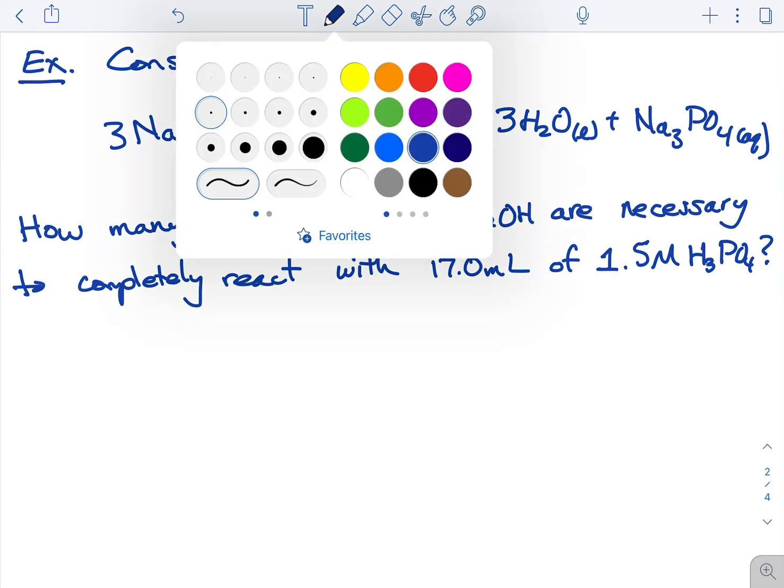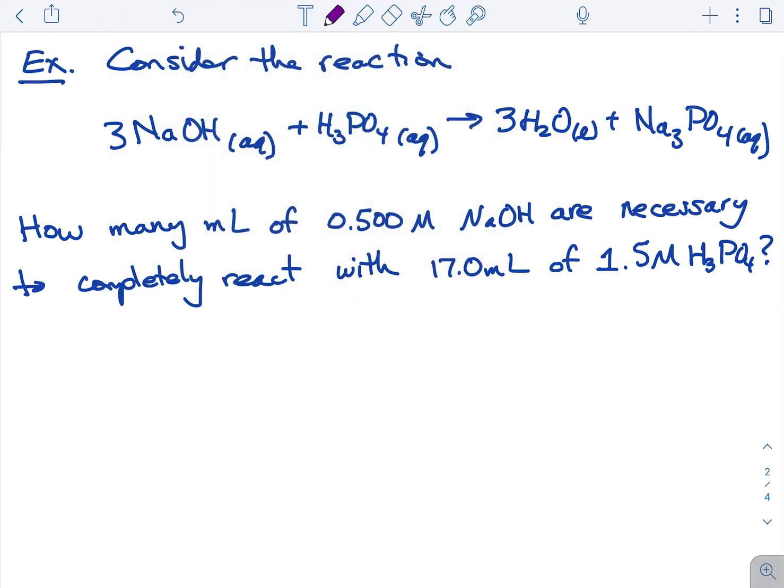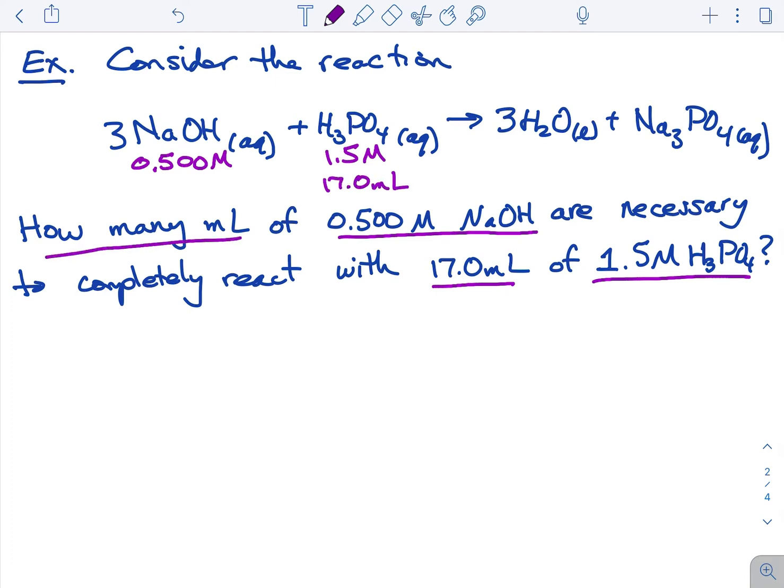I find it best to take the data that's provided to us and organize it, and I like to do that under the reaction equation. So we're told we have 0.50 molar sodium hydroxide, and it's going to react with 17 mils of 1.5 molar phosphoric acid. So we've got 17.0 milliliters of that. And what we're looking for is how many milliliters of the sodium hydroxide. So I'm going to put a question mark and milliliters there to remind myself that we don't know the volume of the NaOH, and we're asked for that in the units of milliliters. So that's what we're solving for.